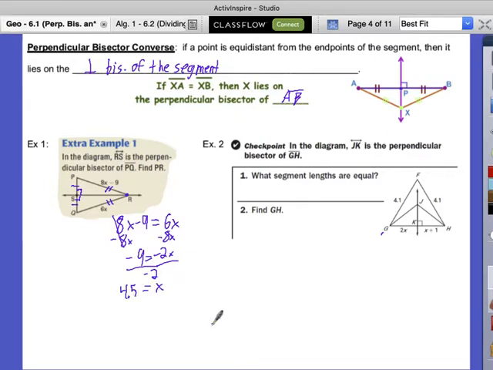Were we asked just to find X? No, we've got to plug it in to find PR. If you want, you can call 4.5 instead 9 over 2. Sometimes we might prefer that. If I'm plugging it back into 6x, personally I'd rather multiply 6 by 9 over 2 than by 4.5, because cross simplifying, 3 times 9, that's 27.